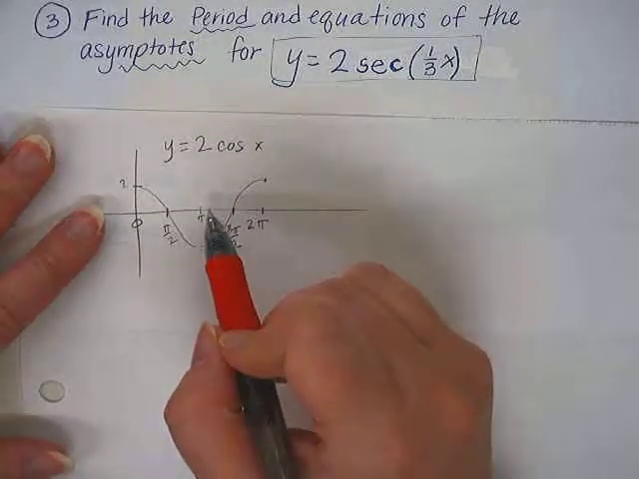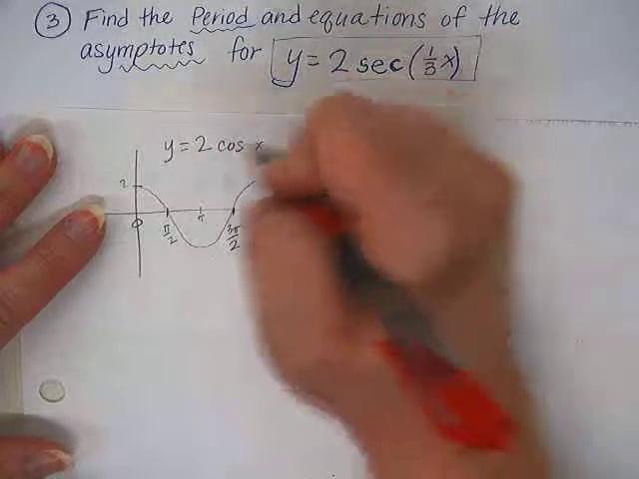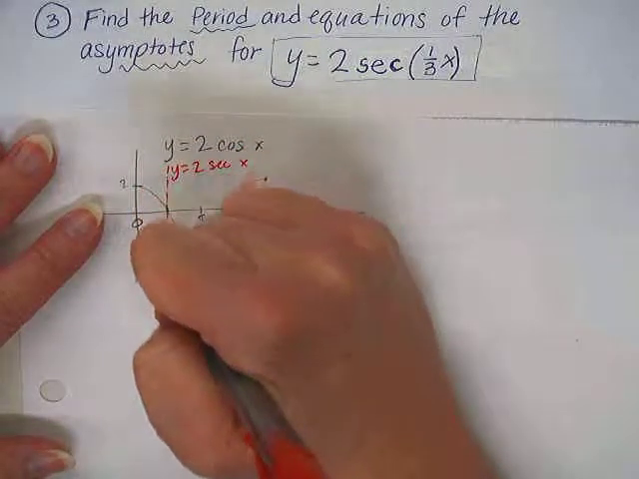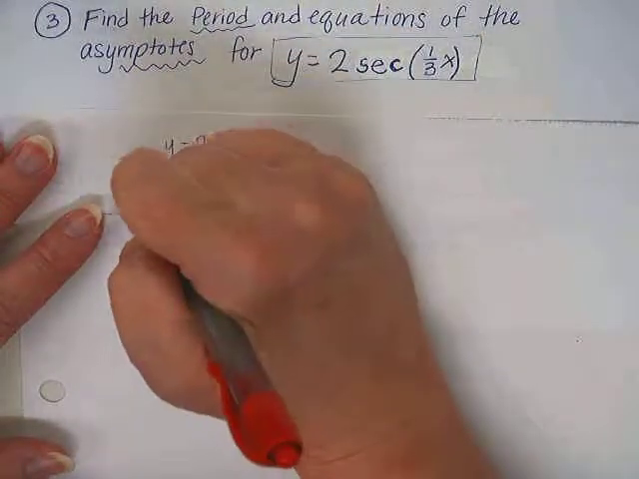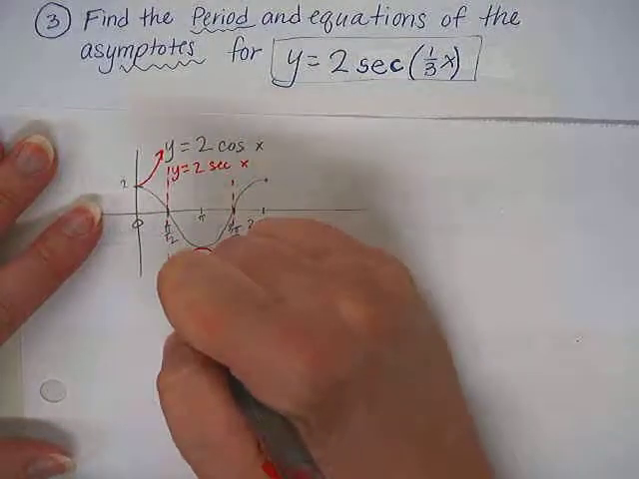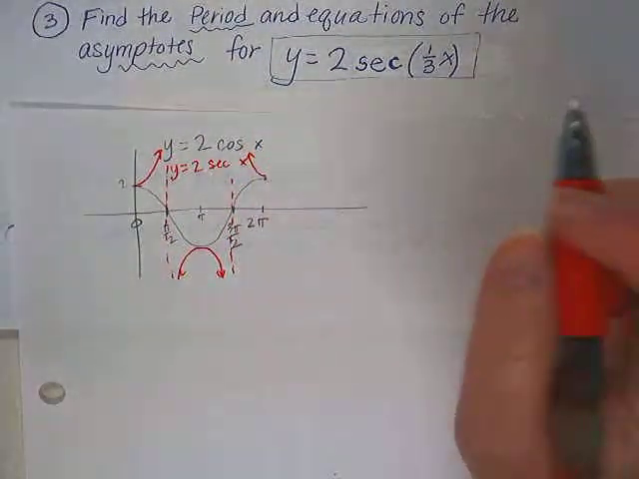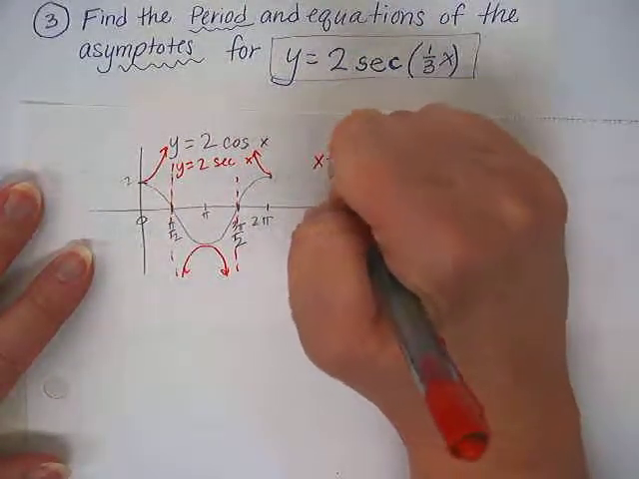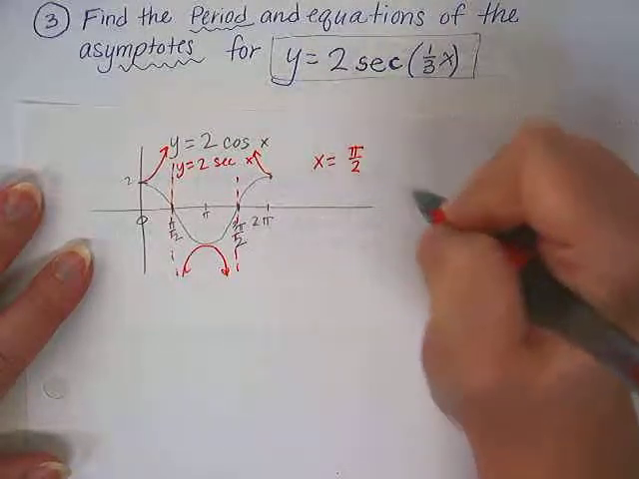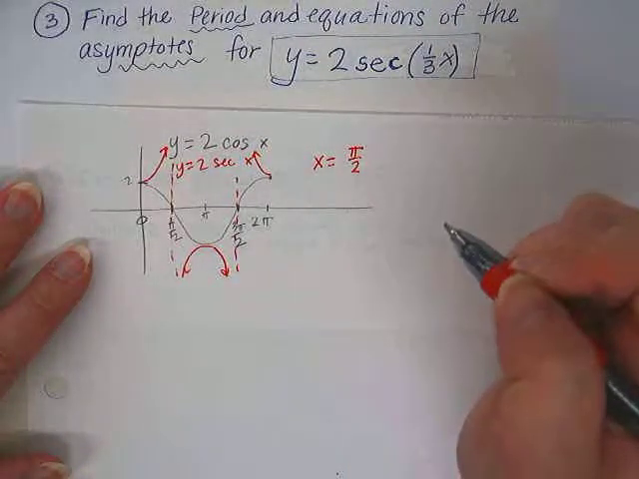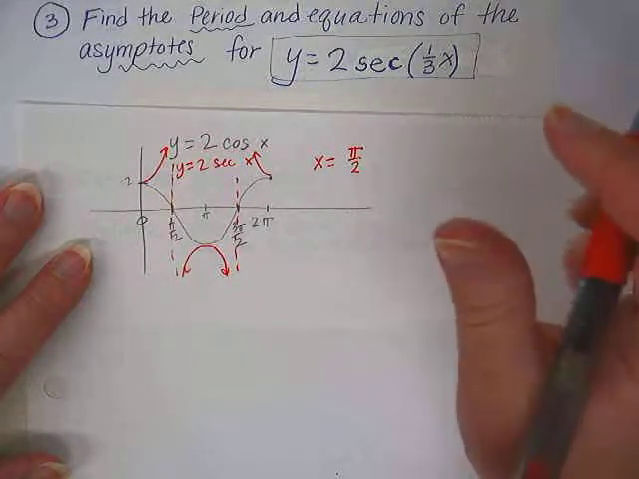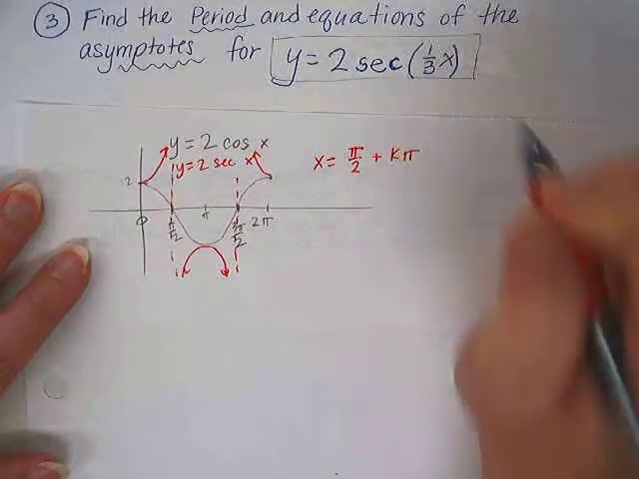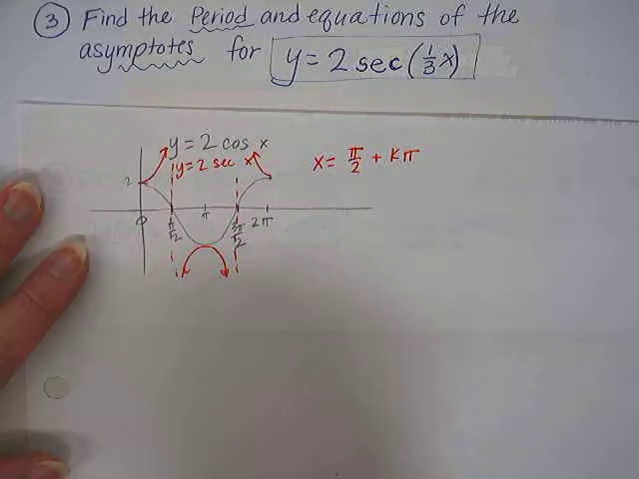Because for cosine, the x-intercepts are the asymptotes for secant. So if we look at the graph of y equals 2 secant x, we draw asymptotes where those x-intercepts are, and then our graph goes from there. The important thing I'm figuring out from this graph is that the asymptotes are normally at pi halves, 3 pi halves, 5 pi halves, 7 pi halves, etc. So they are all a distance of pi apart from each other. To write an infinite answer, I would just do k pi.